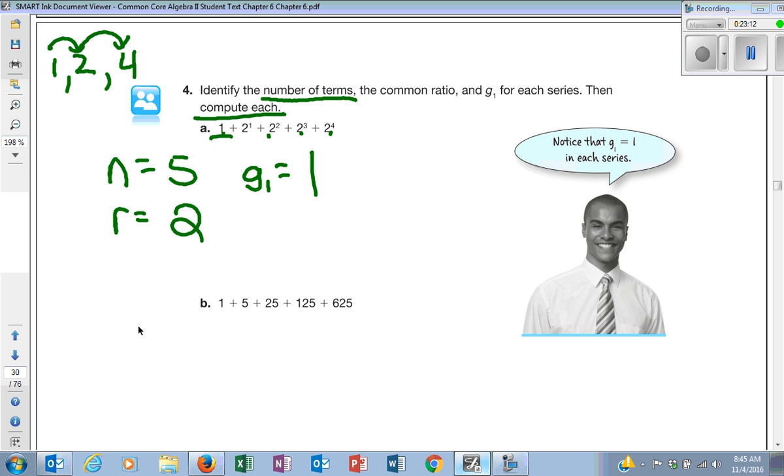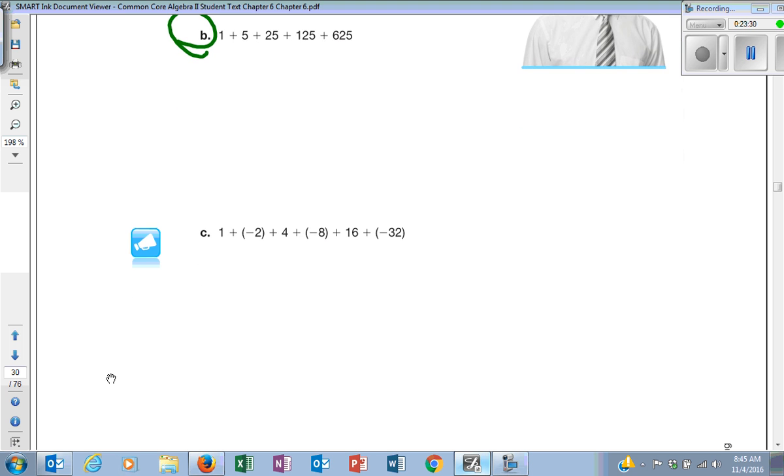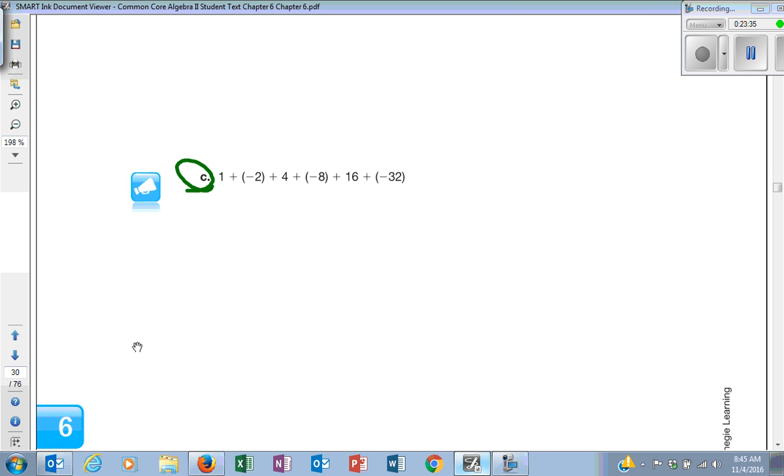Now it says then compute the series. How would I do that? That's the one where you do the last term times the common ratio minus the first term, all divided by the common ratio minus 1. So you could do that for homework. You should be able to do B for homework, and you should be able to do C. Now, real quick, before you leave, do you see how this is changing right here? It's going from positive to negative to positive to, what do you know your common ratio is going to be? Negative. That's the only way that it could change signs and flip like that.